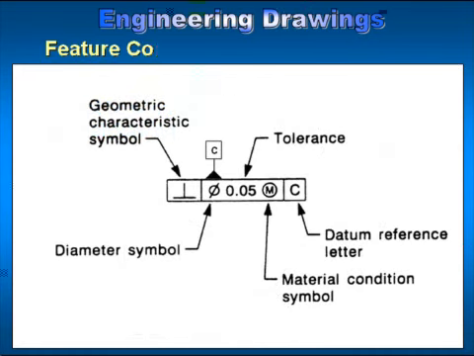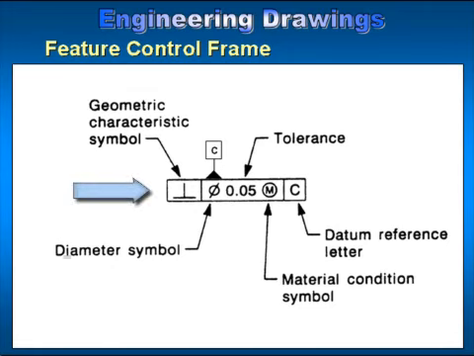Engineering drawings, feature control frame. Many older drawings controlled geometric tolerances by displaying a note such as all surfaces parallel and perpendicular to each other within 1/1000th of an inch. Today the method used to specify geometric tolerances is a feature control frame.